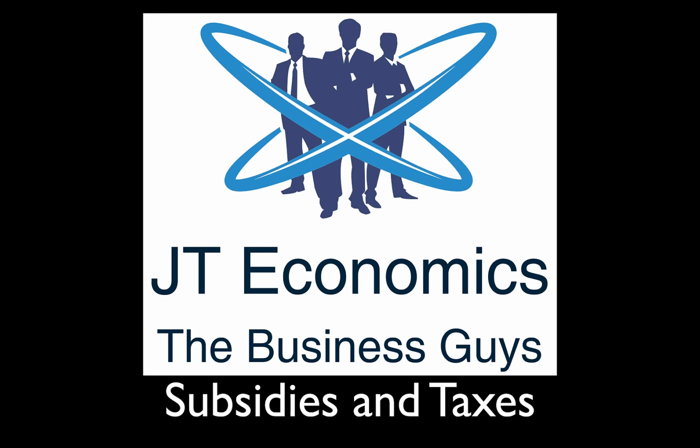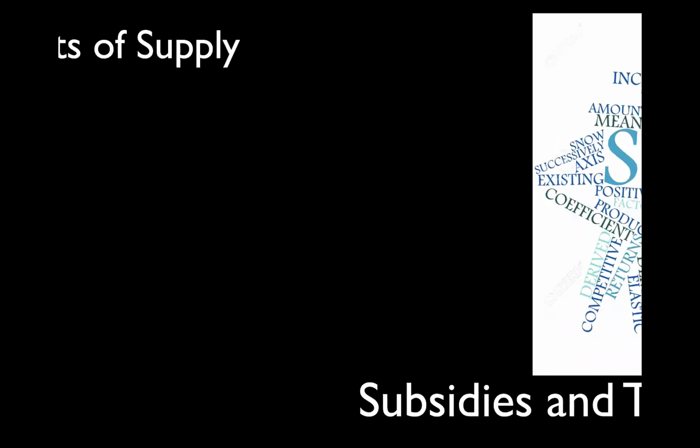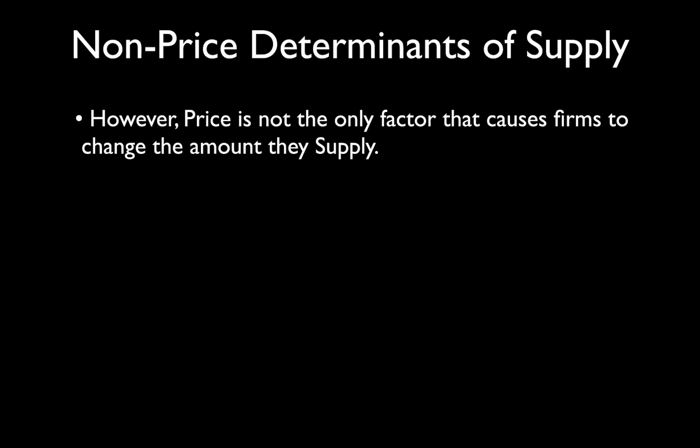Okay, and what we want to do in this video is come on to the very first thing that causes the supply curve to shift, and this is subsidies and taxes. Now, it's not just any type of tax. These are things called indirect taxes. So we're talking about the supply curve shifting, and we know that price will cause a change in the amount that firms make available for sale, but price is literally the price determinant, okay?